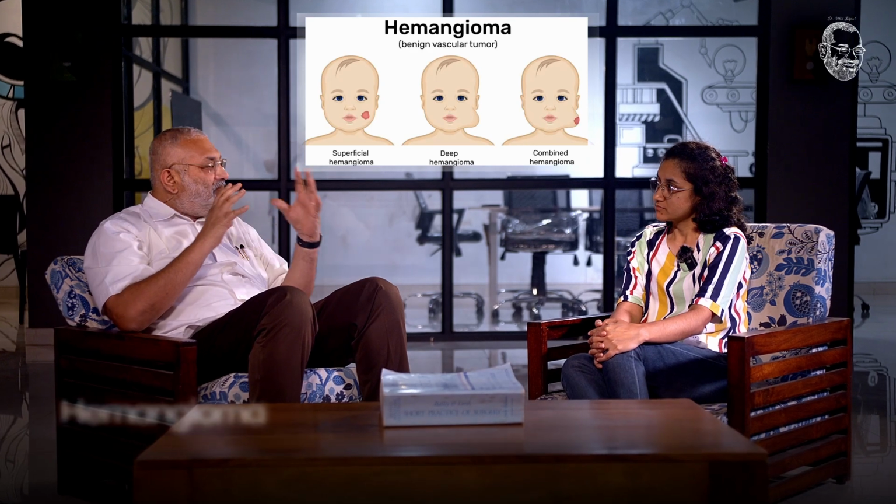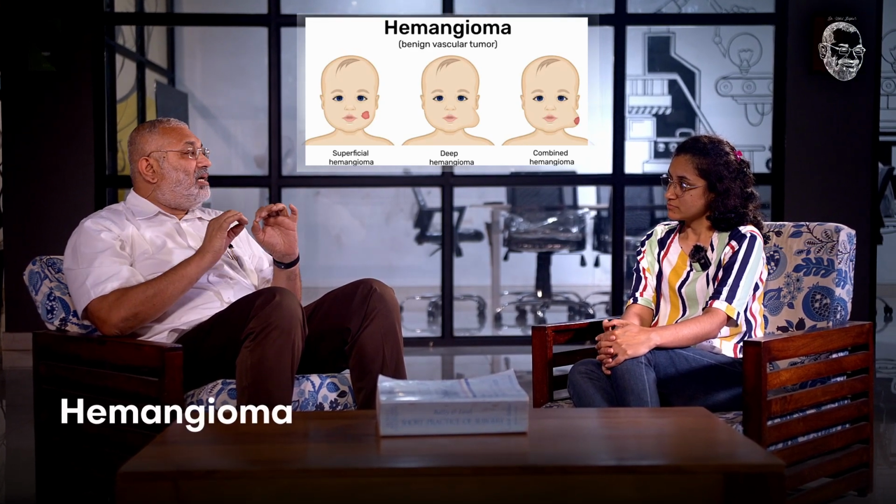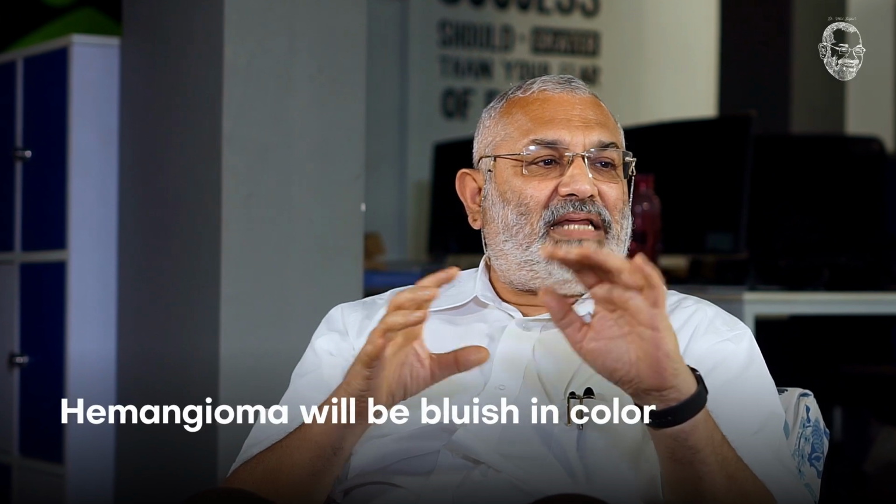Next comes the hemangioma. Now, a hemangioma, you should never do FNAC. Why? Because if you put a needle, it will bleed. Now, so what do you do? How do you think that this is a hemangioma? First of all, it will be bluish in color, like a dilated vein, like those varicose veins we saw in photographs. It will be bluish.